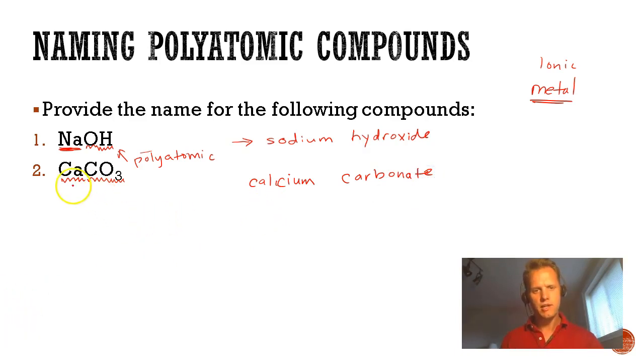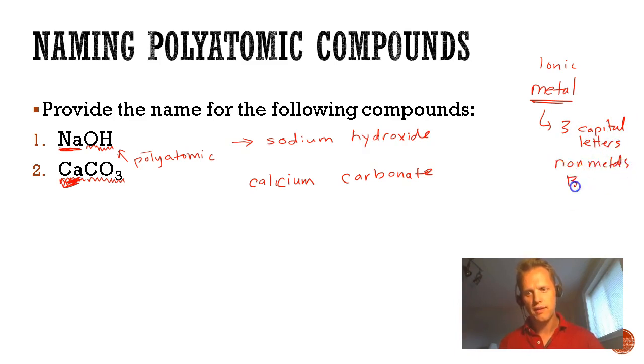Let me just change that a little bit. You can see that all these three things have three capital letters. So if you have three capital letters and one of them is a metal, which is on the left side of the periodic table, you're going to take a look at the non-metals and on the back of the periodic table, and you're going to find the name and just write it down.